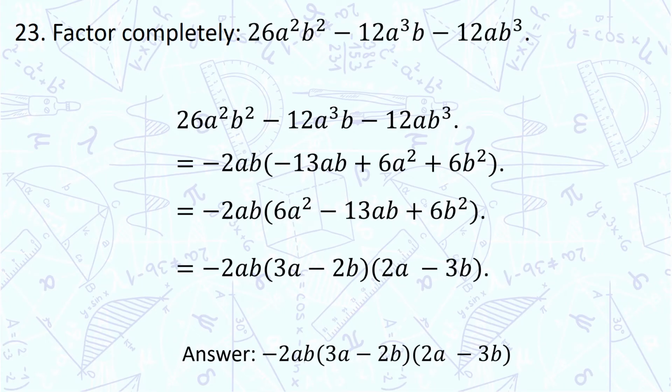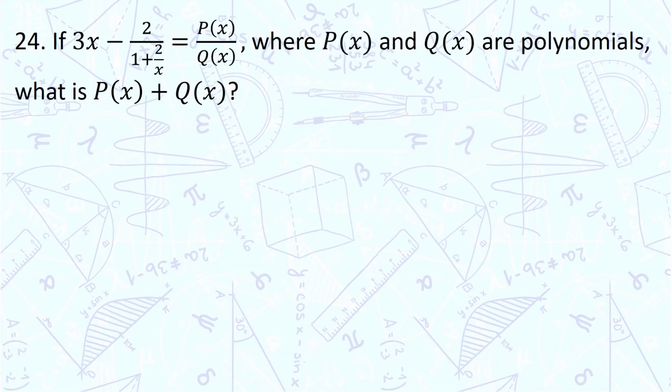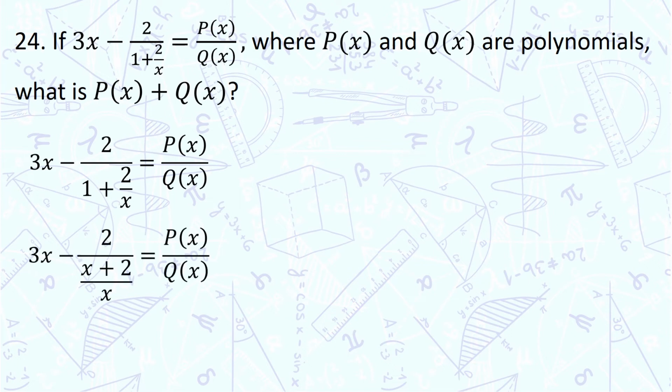24. If 3x minus 2 over 1 plus 2 over x is equal to p of x over q of x, where p of x and q of x are polynomials, what is p of x plus q of x? Let us copy the equation and then simplify the complex fraction on the second term. We have 3x minus 2 over x plus 2 over x. Still simplify the second term. We have 3x minus 2x over x plus 2.